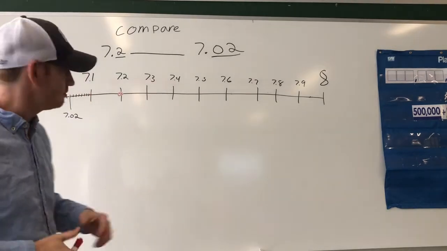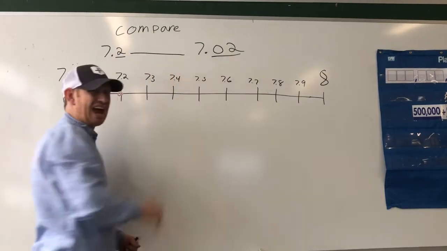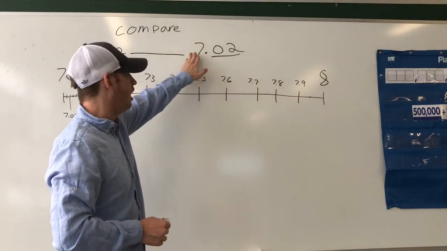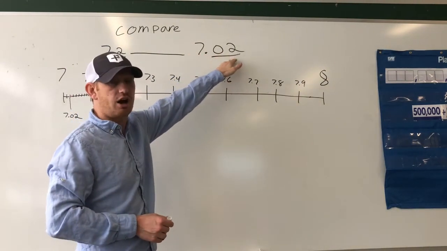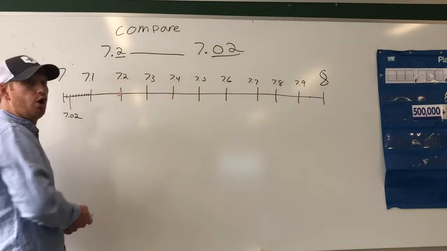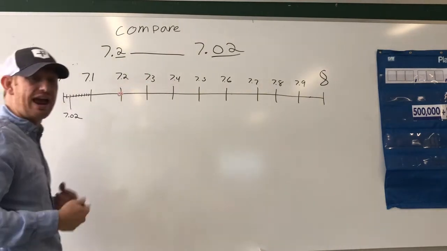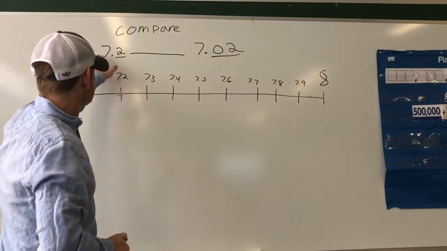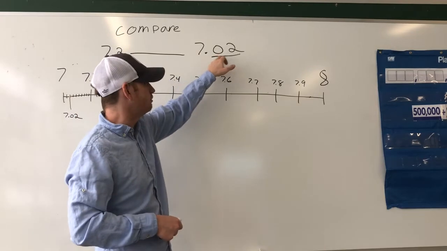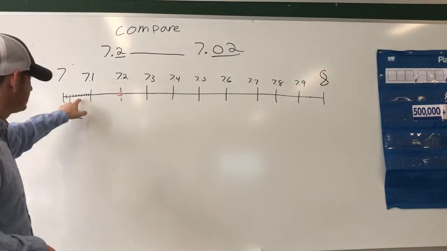So again, the thing that's important to notice is just because this number has more digits, has more place values, it has a ones, a tenths, and a hundredths, it might look bigger, but it's not, because what determines our value is always on the larger end of the place value chart. So 7.2 is going to be larger than 7.02 because we're comparing the tenths versus the hundredths.